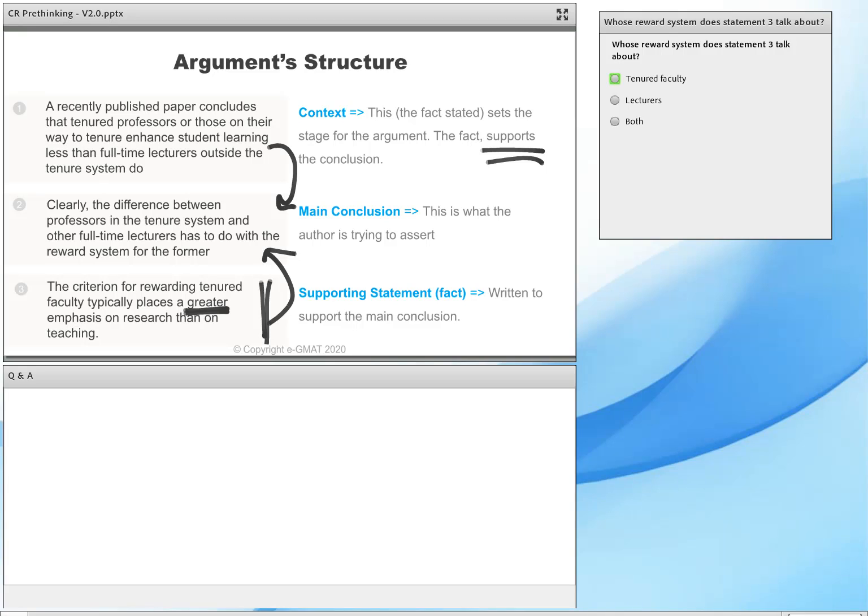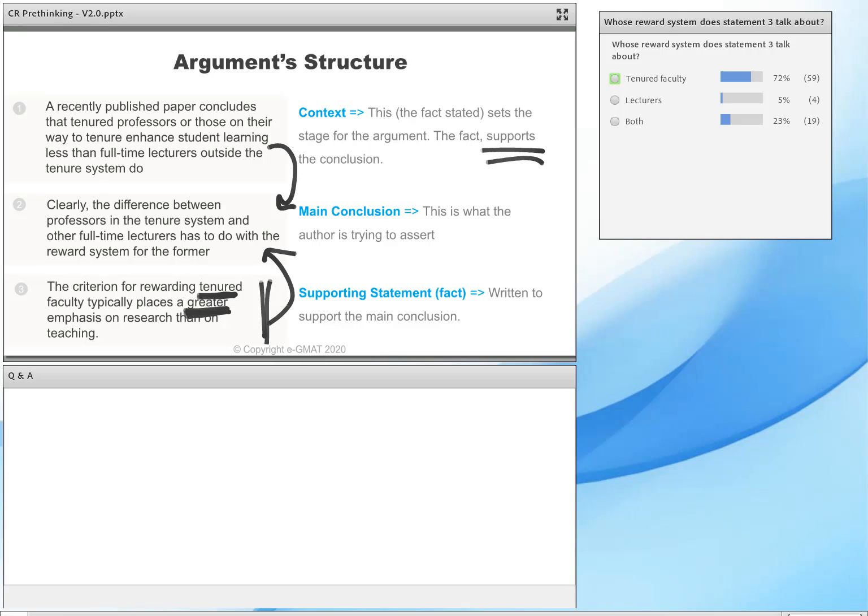All right, let me end the poll. We have ample responses, and let me broadcast the results. 72% of you got it right. It is just tenured faculty, but 23% of you say it's both lecturers and tenured faculty, and you'd be wrong. And this is where understanding and visualizing this is really important. The criterion for rewarding tenured faculty, it's very clear, places greater emphasis on research than on teaching. Greater is a comparative word.